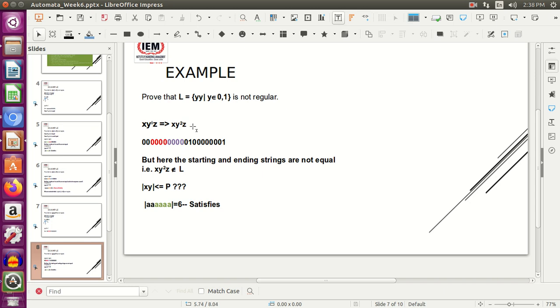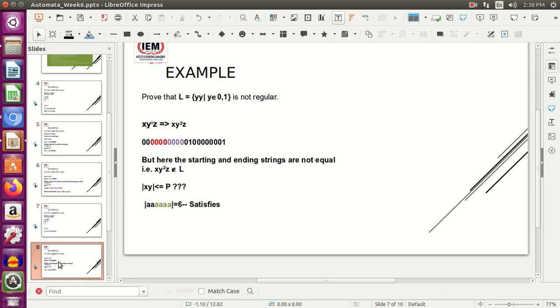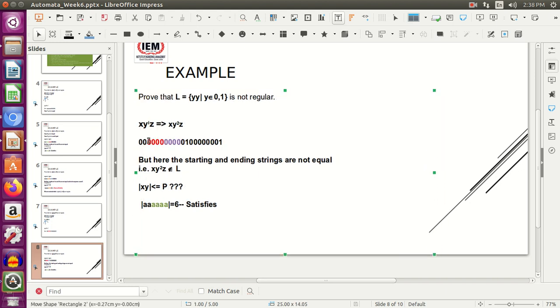So next I'll take the same form, that is x y raised to the power i z, and I'll consider i to be 2. So x y raised to the power 2 z, and again if you take the string I have got over here and put it in this form, what I'll get is x was 2 zeros, I'll put x exactly the same, y was 4 zeros, so 4 zeros and then repeat 4 zeros, this portion gives you y raised to the power 2, and this black portion again is z.